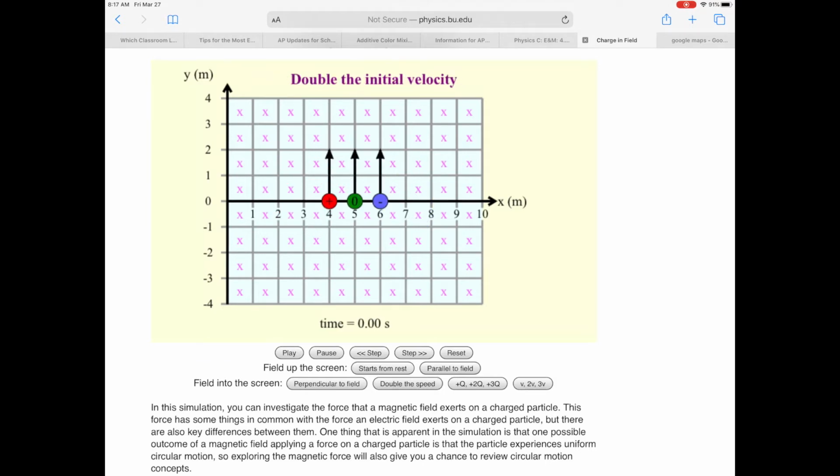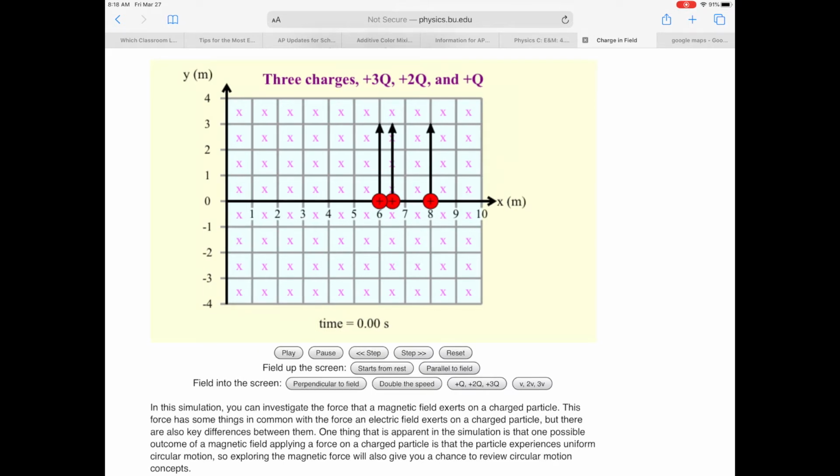Now I'm going to double the speed compared to the last one, to see how these charges move differently. Now your charges are still moving in circles, but now they're moving in circles of a larger radius. Now I'm going to change my charges. Looking up here at the top, you've got the 3Q above the charge that's at 6. The 2Q is the charge that is just to the right of 6 units, and then the Q is the charge that is over at the 8.